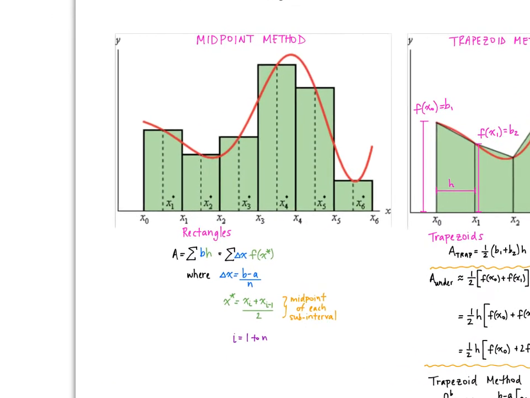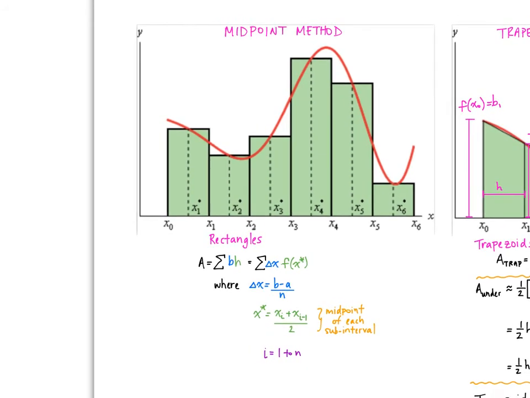So this is still looking at rectangles. We still have a base times our height, but our height is going to be the x value. We're going to plug in the x value of the midpoint of that interval. So it's still our base times our height, which is the sum of the delta x, the change in each interval, times f of x star. That x star represents the midpoint of each sub-interval.